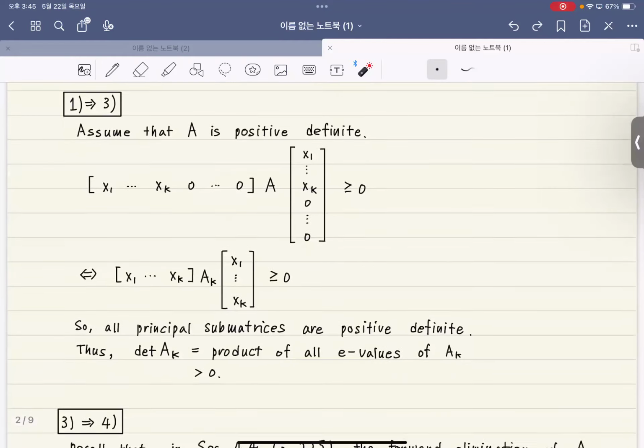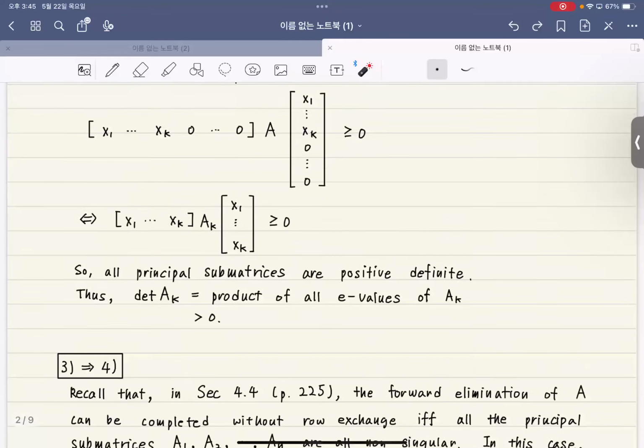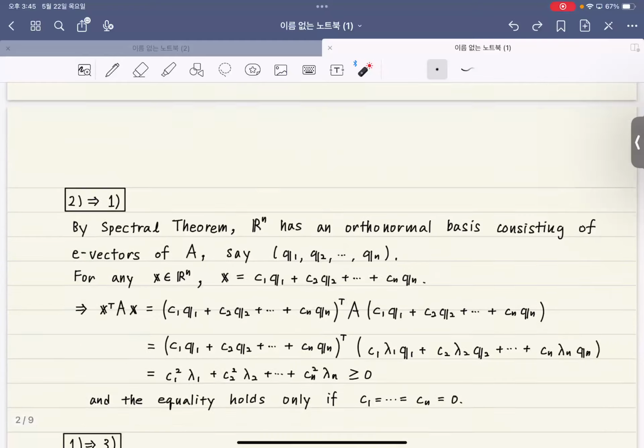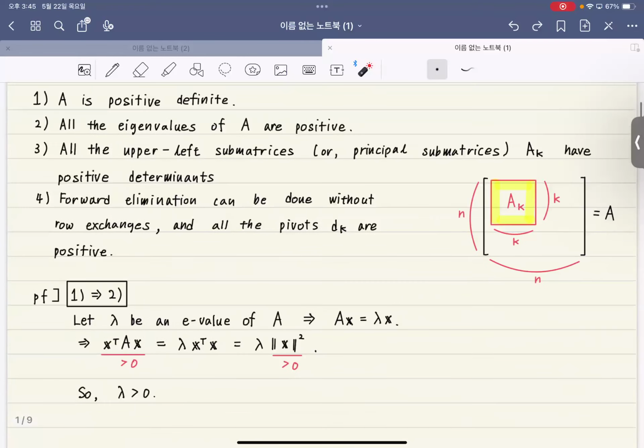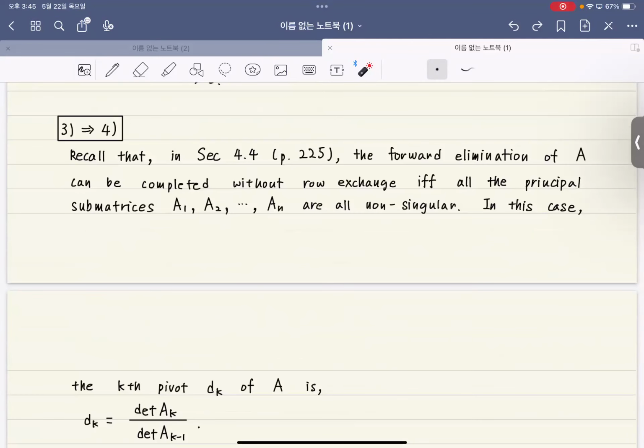Okay, so now I am proving that number 3 implies number 4. Number 4 is about the forward elimination. To prove this, I want you to remember this very special statement that appears in section 4.4 on page 225. That tells us the forward elimination of any matrix can be completed without row exchange if and only if all the principal submatrices are non-singular.